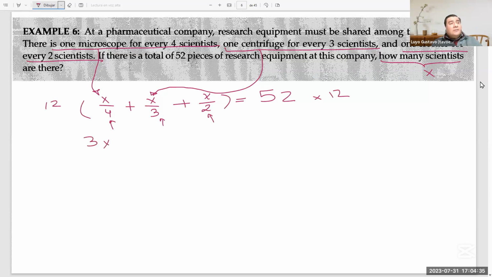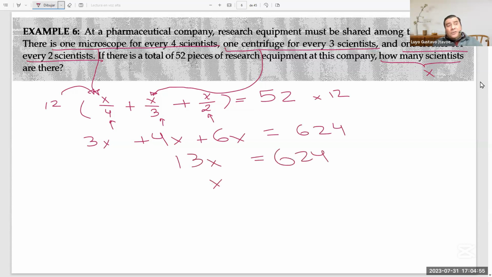The first product would be 3x, the second would be 4x, the third would be 6x. And this one would be simply, okay, your calculator, 624, right? So what do we have? 13x equals this. And of course, if you do the division, you can do it manually or with your calculator, you get 48 as the answer choice. So that's the answer.